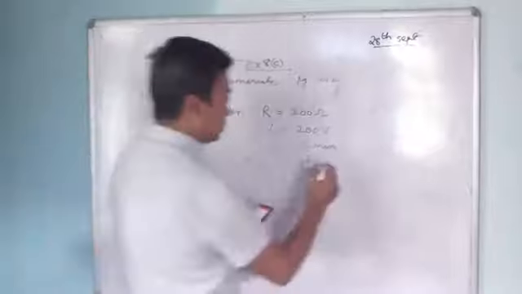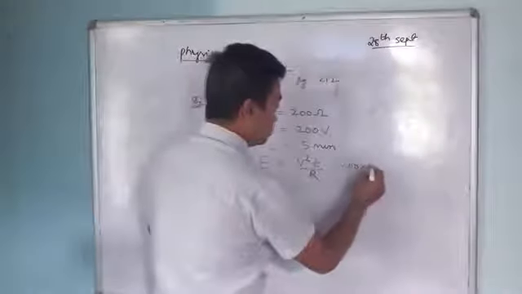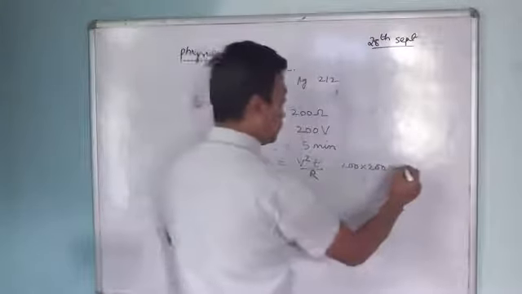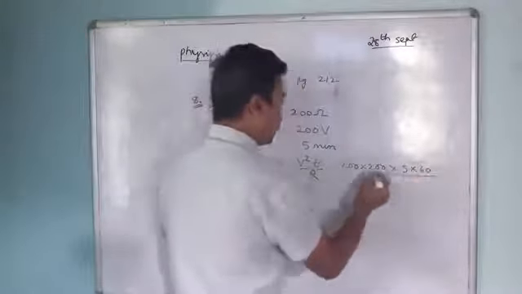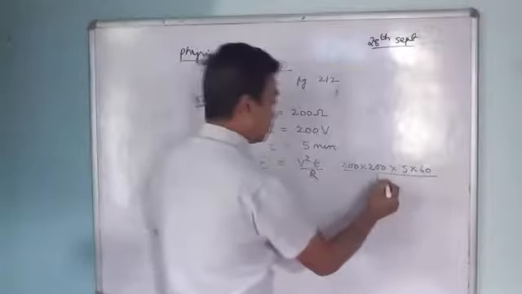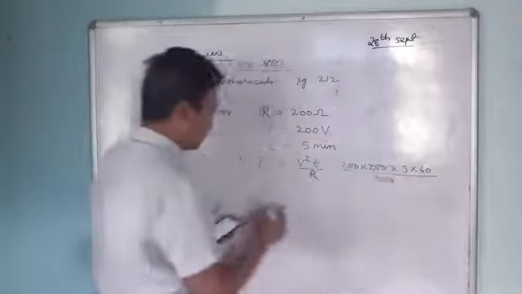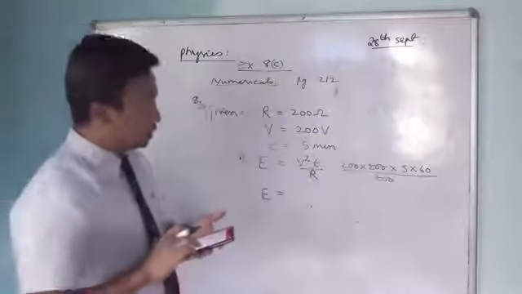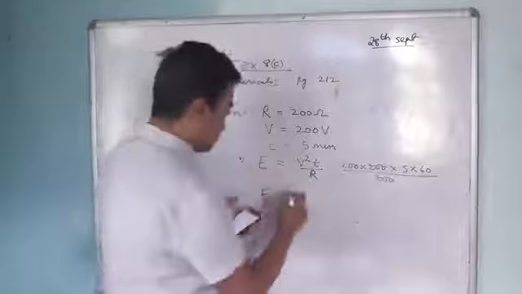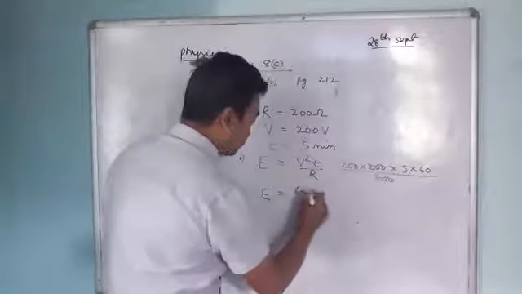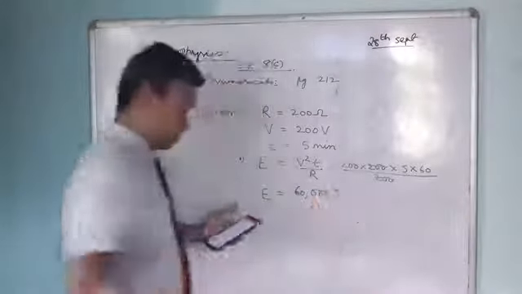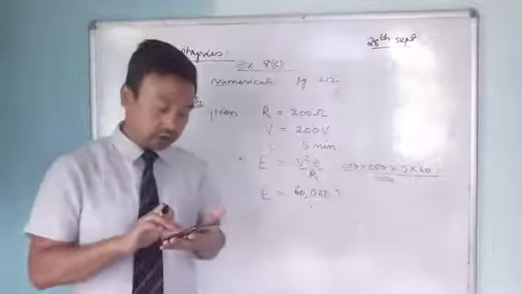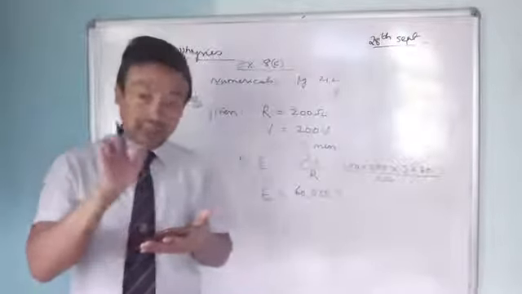Alright. Now you just have to substitute and you get the answer. V is given to you as 200, so it will be 200 into 200. Time is given to you as 5 minutes, so you have to convert it into seconds because we are finding in joule. The resistance is also 200, so 200, 200 cancel. If you multiply all these three, you will get around 60,000 joule. So this is the first answer. You have to calculate the energy consumed by the appliance in joule.